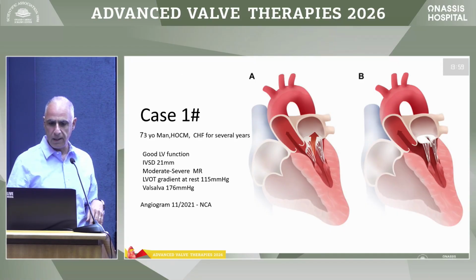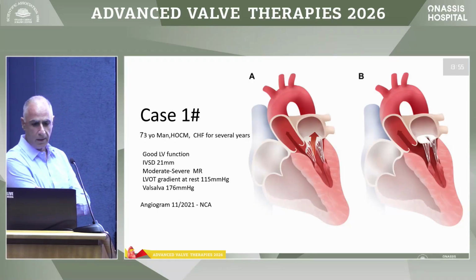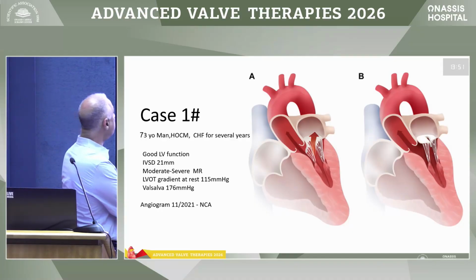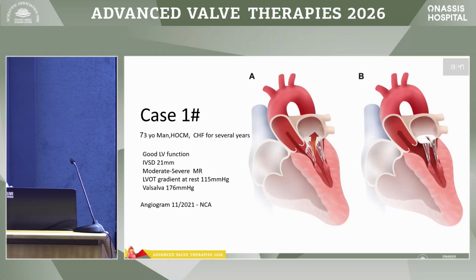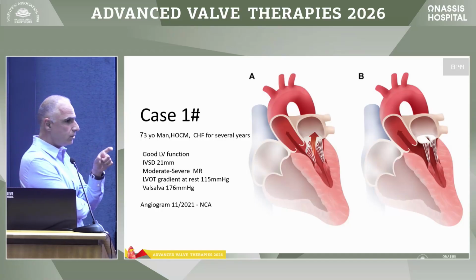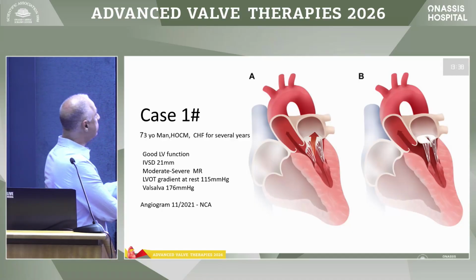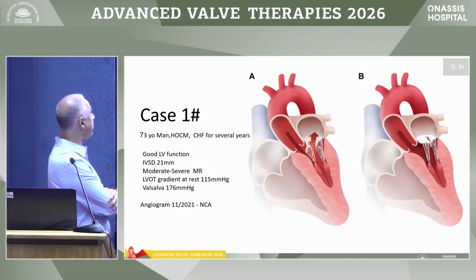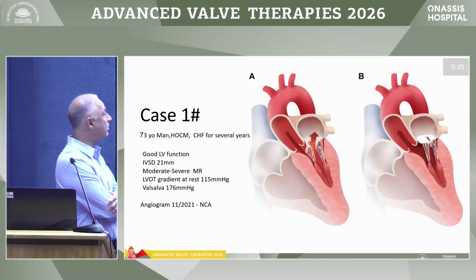So I'll present the first case. This is a 73-year-old man with HOCM. He has had chronic heart failure for many years, and he deteriorated recently. He has good LV function. The interventricular septum diameter is 21, not a huge interventricular septal diameter. He has moderate to severe MR. He started with moderate to severe, and it became more severe. He has an LVOT gradient at rest of 115, and during Valsalva 176. He has no coronary disease.